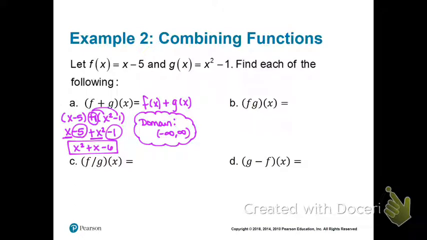All right, B says let's multiply them. So we're going to take f times g with respect to x, which means we're just going to take f of x and multiply that times g of x. So f of x is x minus 5, times g of x, which is x squared minus 1. How do we multiply binomials? Well, remember, if it's more than one term, we're going to use our box. I have 2 terms times 2 terms, so I need a 2 by 2 box.